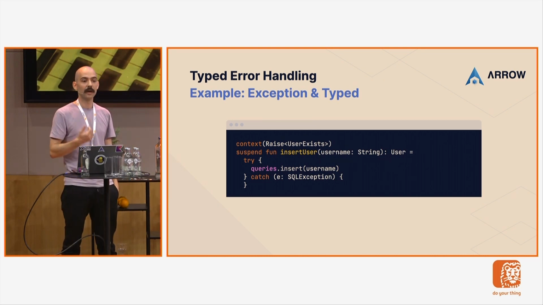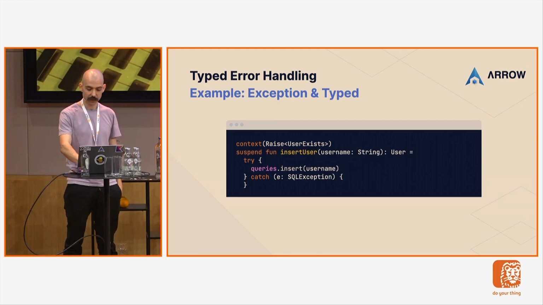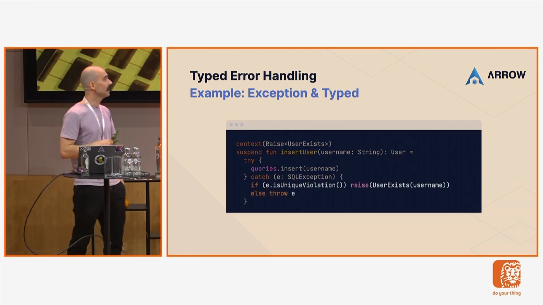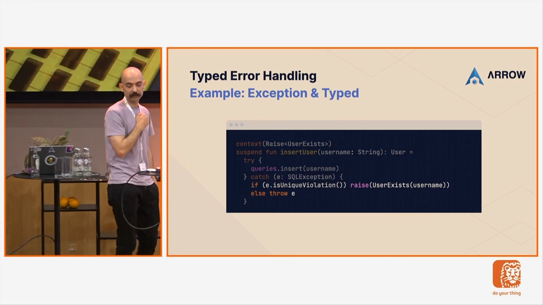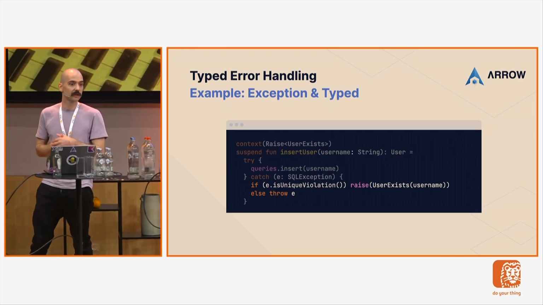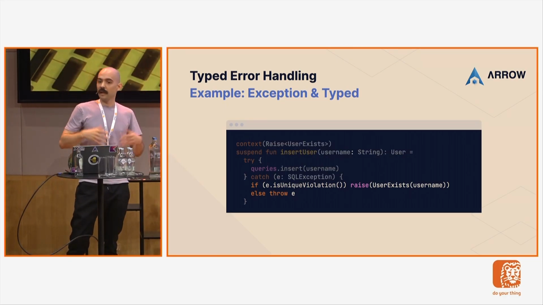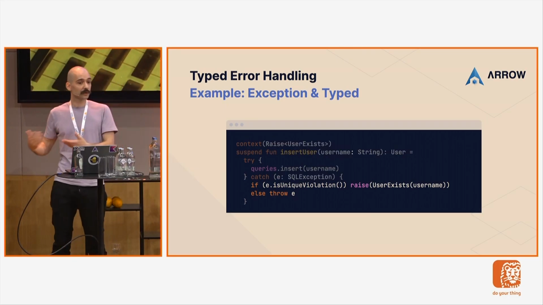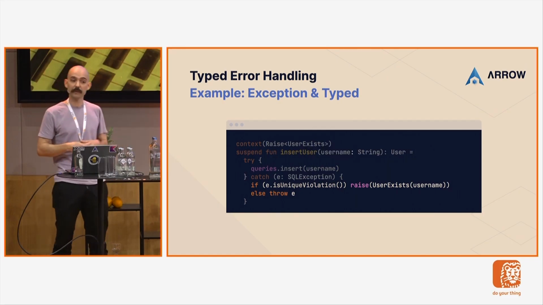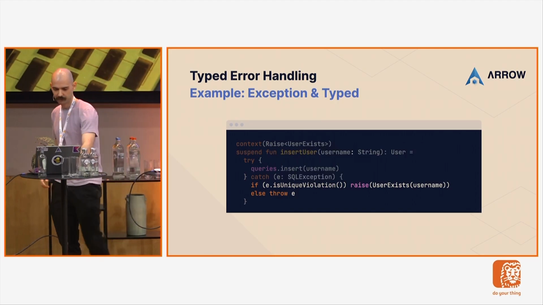So we wrap our database code in try catch, and if any SQL exception occurs, we are going to try and check if it's a unique violation. In the case that it's a unique violation, we construct the user exists error, and we raise it into the DSL. And in all the other cases, we're just going to propagate the exception because we're going to rely on it later for resilience.